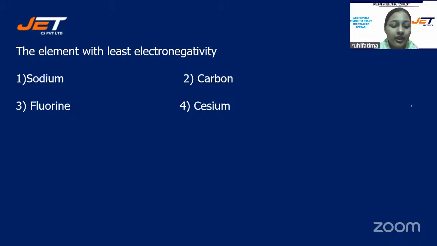Okay, revealing the correct answer for this question, that is option number 4, cesium. Those who have selected 4, you all are correct, students. Option number 4, cesium is the least electronegative element amongst these options.